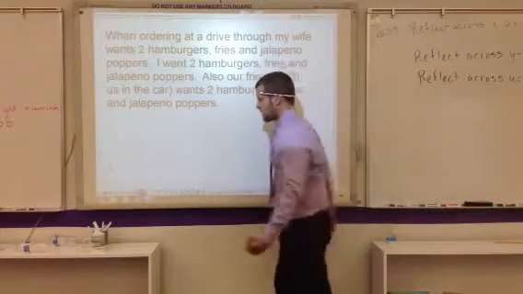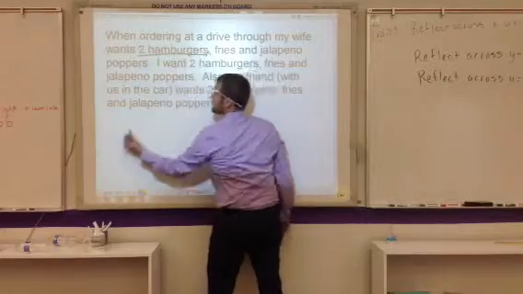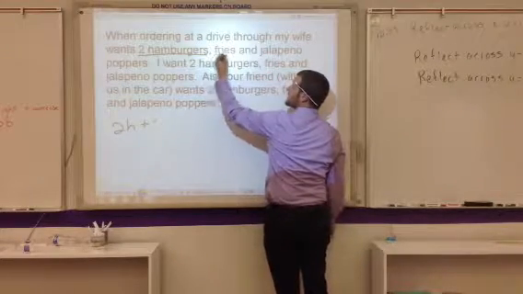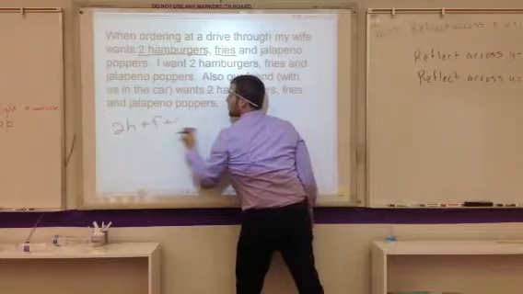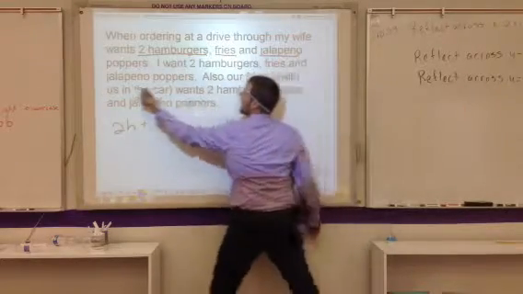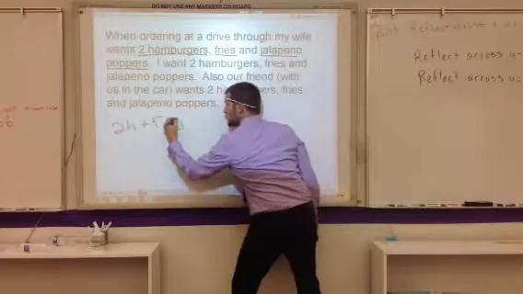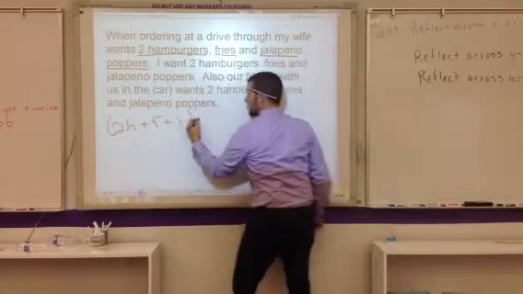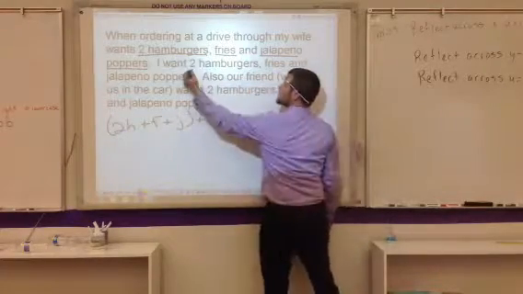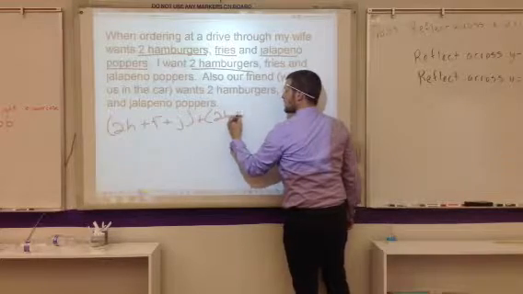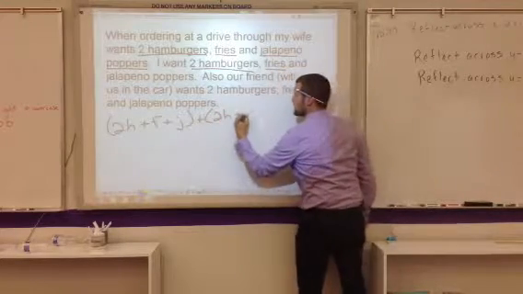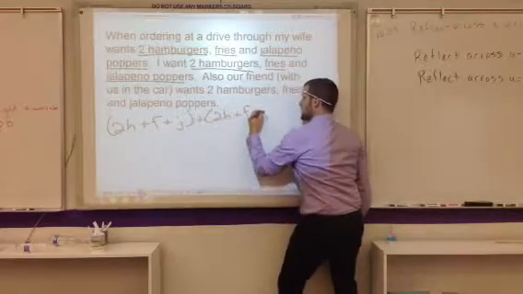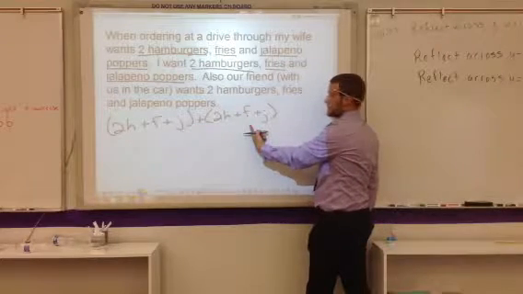So we could write this out. My wife wants 2 hamburgers, 2H. Also, my wife wants fries, F, and she wants jalapeno poppers, J. This is all of the things that my wife wants, her order, plus the things that I want, which is 2 hamburgers, I want fries, and I want jalapeno poppers. These are all the things that I want.